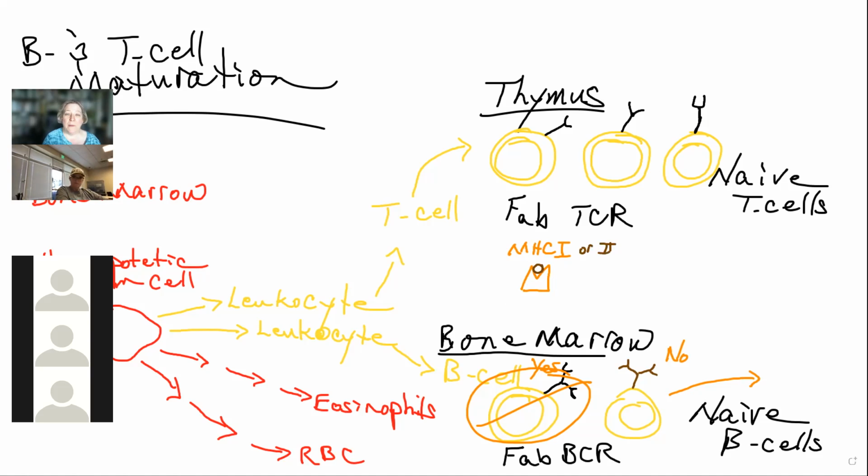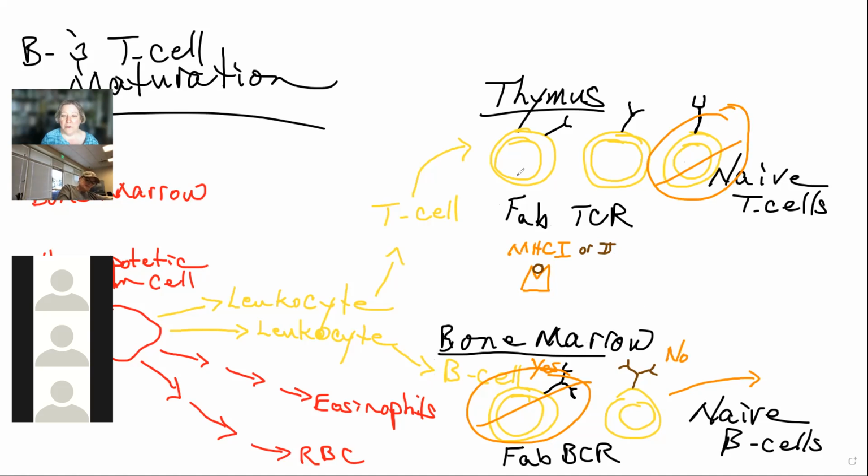Okay. Now, if the answer is no, let's say this one says, oh, no, I can't shake hands with this. Then we say, I'm sorry, you're going to have to die. Okay. So we screen for them to be able to do the job of shaking hands with either MHC1 or MHC2.